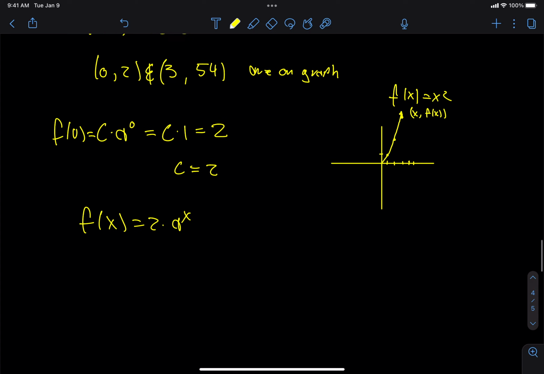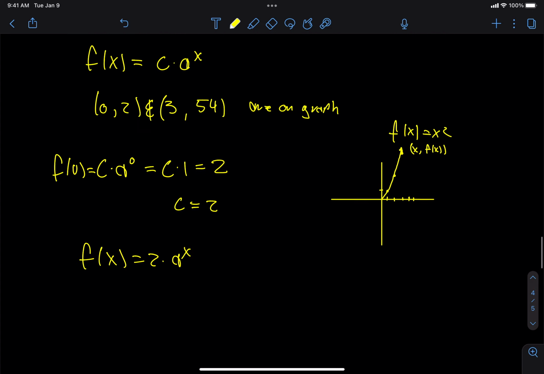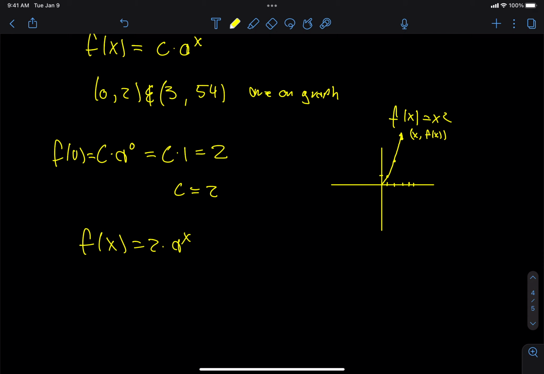Okay, so now we know that this is true. So now we can use the other point. I also know that 3 comma 54 is on the graph. If 3 comma 54 is on the graph, then that means if I plug in 3 into this function, I'm going to get 54 as the answer, which tells me what? F of 3, what would that be? That would be 2 times a cubed is equal to 54.